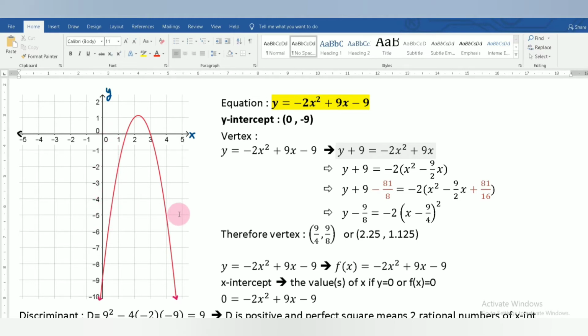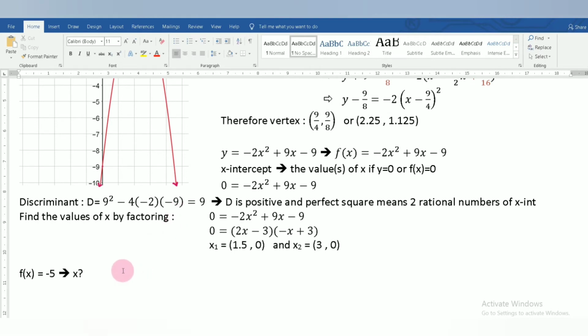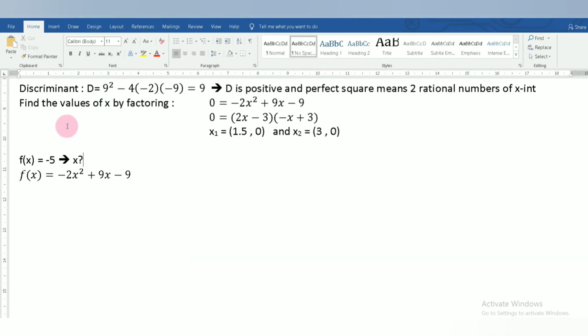So let's just check. How do we find it by calculation? This is the definition, right? When f(x) equals -5, what are the x's? Let me go back to the equation, and then I replace f(x) by -5. Remember that you cannot solve the quadratic function, or solve for x, if we keep it in this form. You need to make one member equal 0. So that is the first objective.